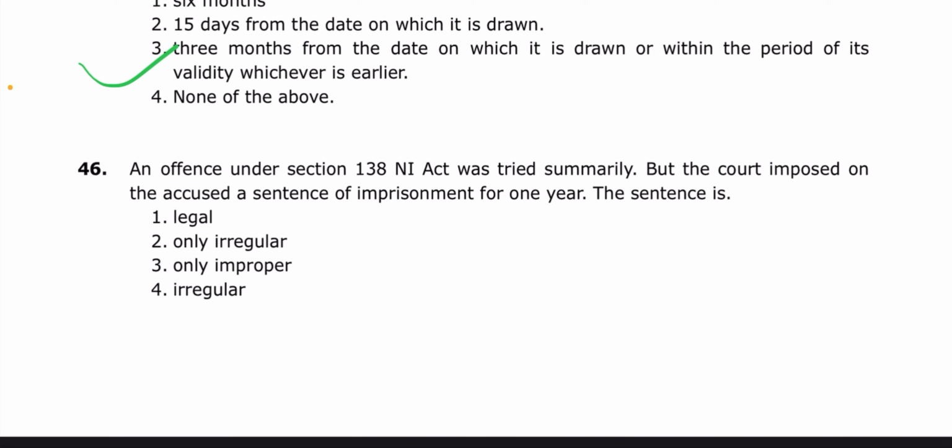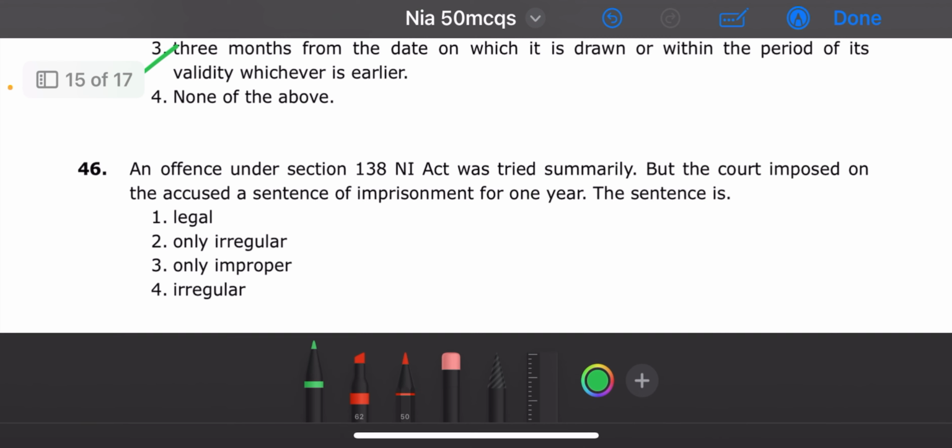Next question. An offence under Section 138 NI Act was tried summarily, but the court imposed on the accused a sentence of imprisonment for 1 year. The sentence is first, legal, second, only irregular, third, only improper, or fourth, irregular. The correct answer is first, legal.